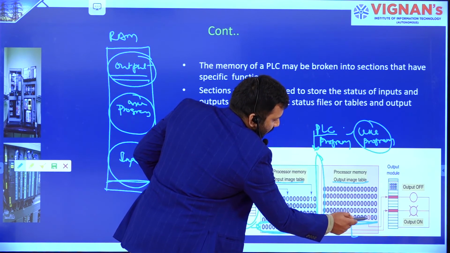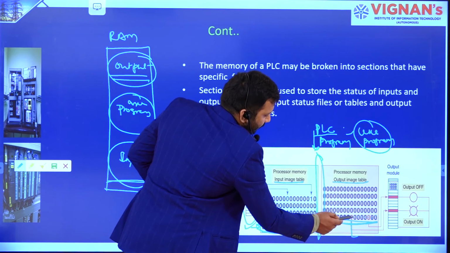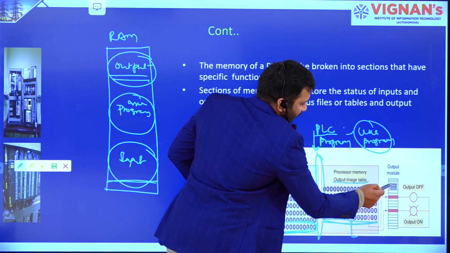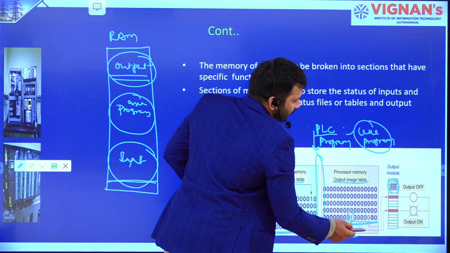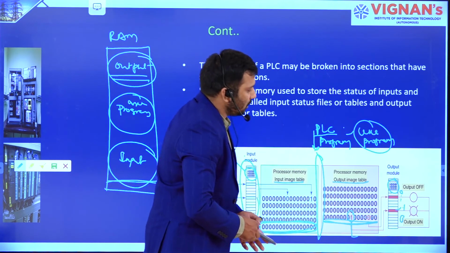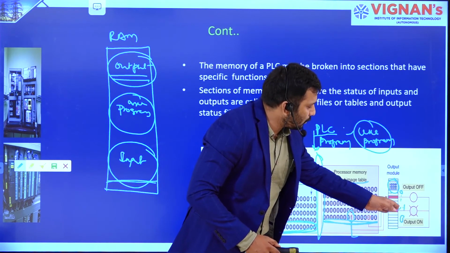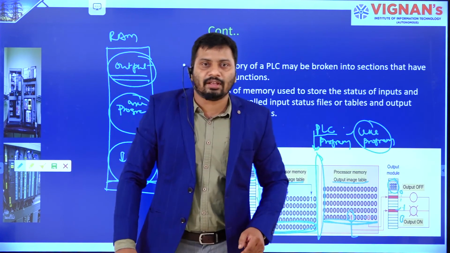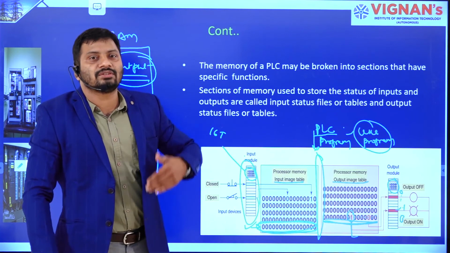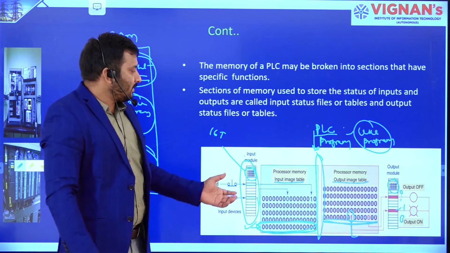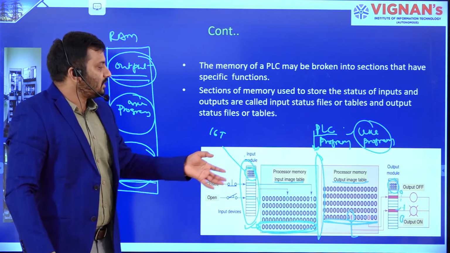1, 2, 3, 4, 5, 6, 7, 8. The 8th terminal is going to get 1 in these 16 terminals. In this 16 terminal output module, the 8th terminal is going to be 1, remaining all are zeros. That means the device which is connected to the 8th terminal is going to be on, and the remaining devices are going to be in off state, right? Like that, the PLC is going to work.